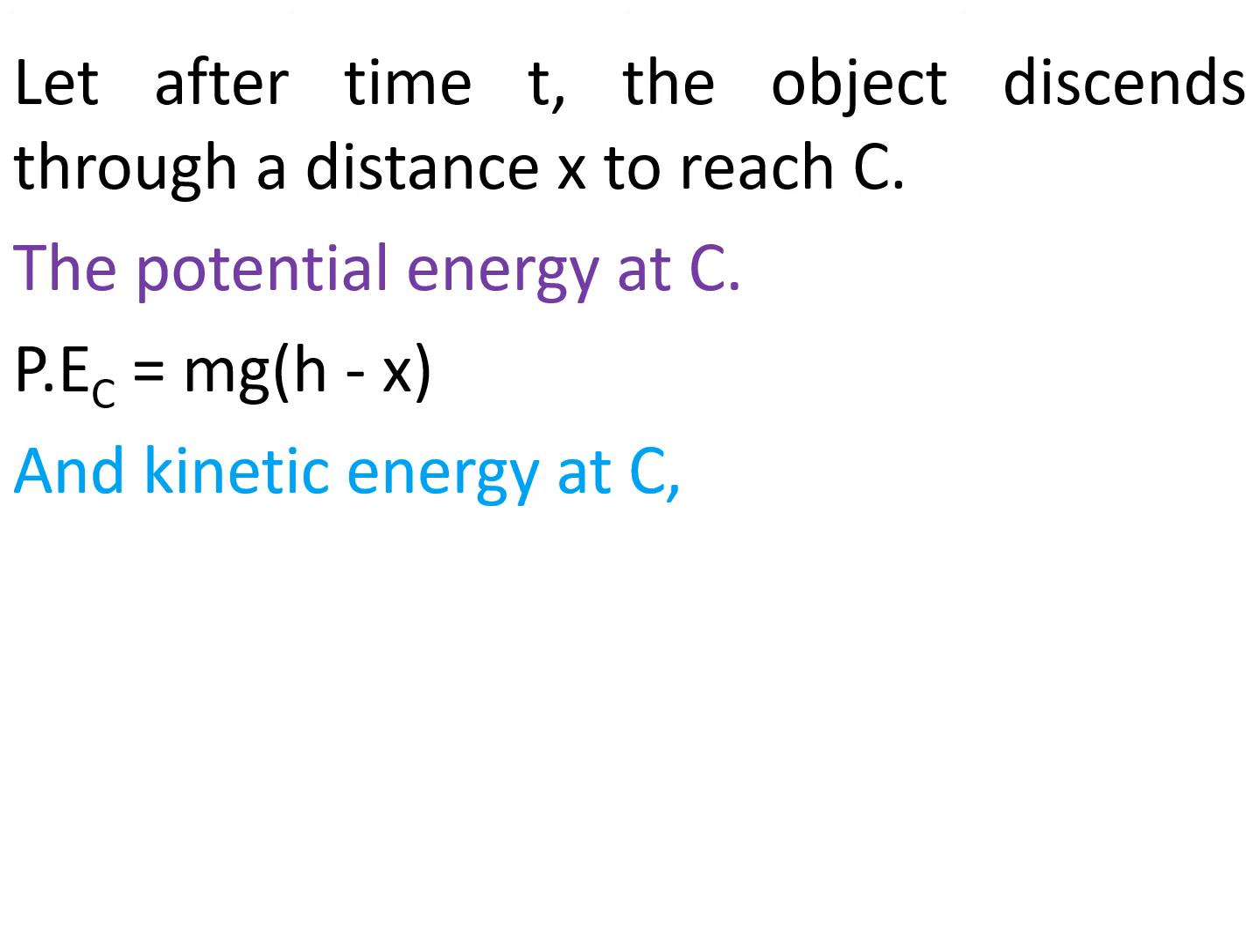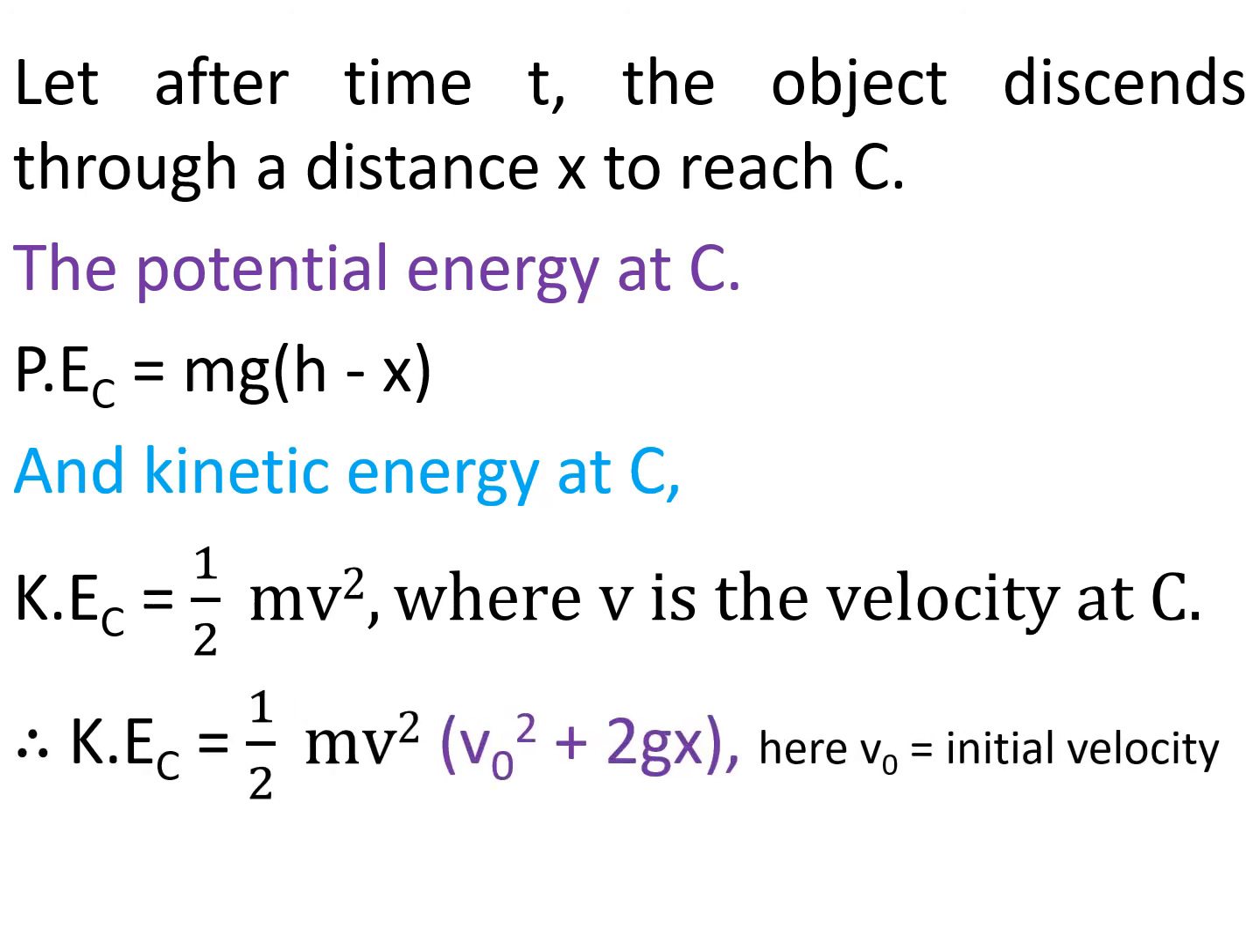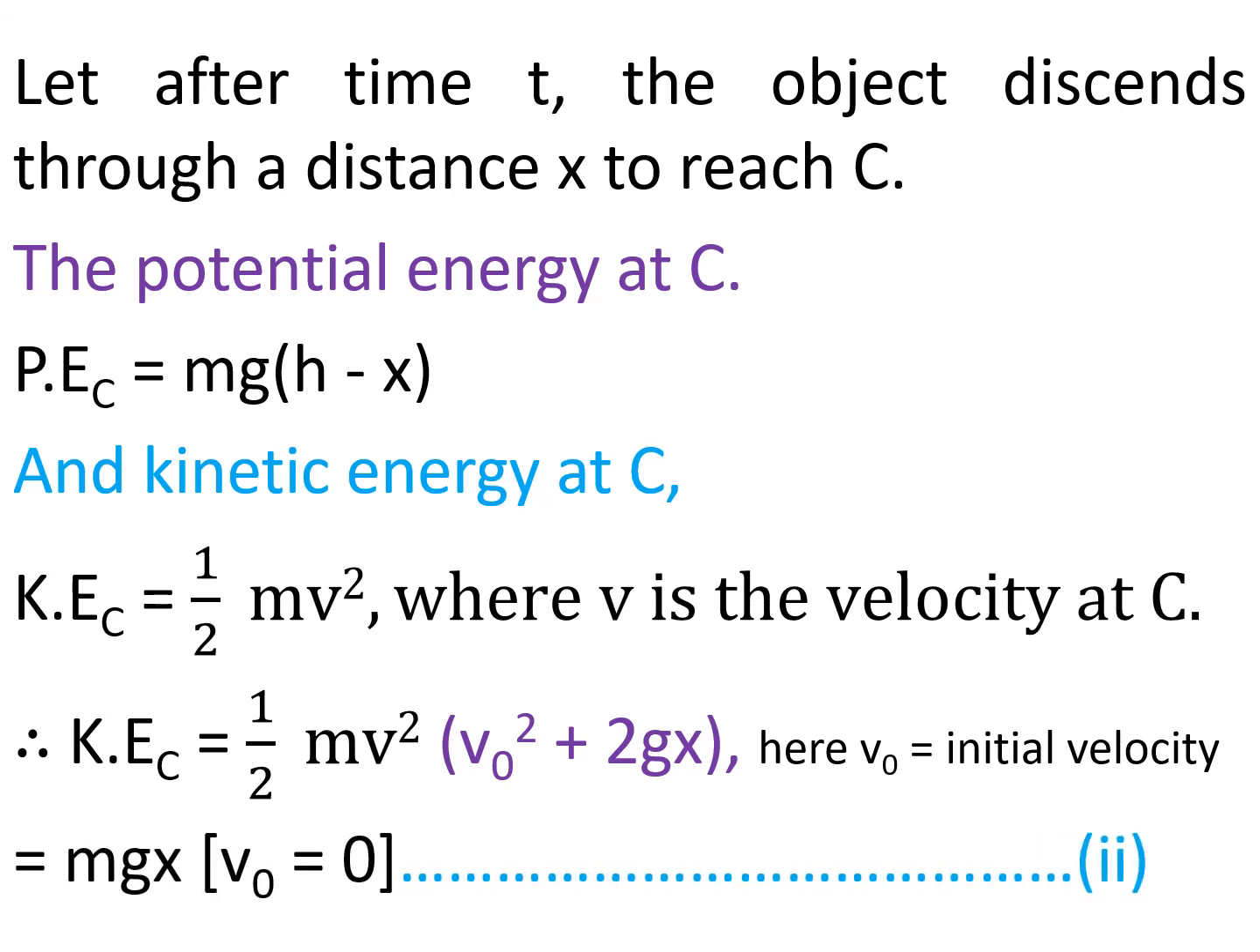The potential energy at C is mg(h minus x). Please look at the figure, then you can understand. And kinetic energy at C is half mv square. You know this half mv square, where v is the velocity at C. V square means v naught square plus 2gx. Here v naught is 0. That's why you can get mgx. This is equation 2.